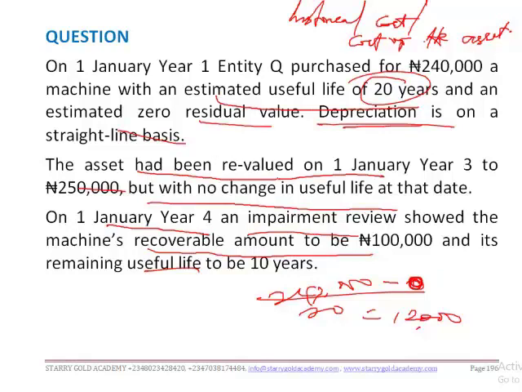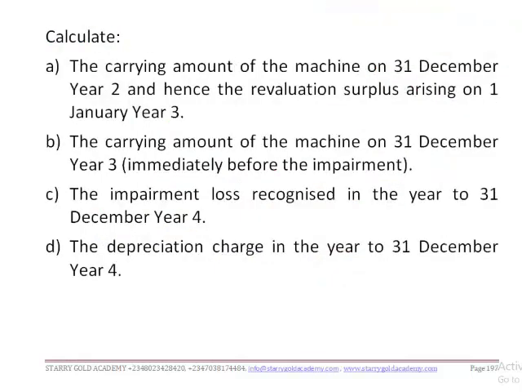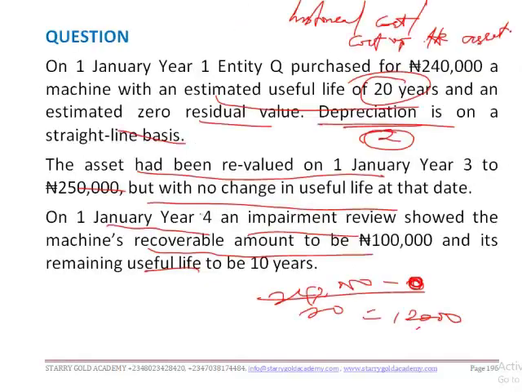Are we together? Now, the asset was revalued on 1st January year 3, that is after 2 years from acquisition of the asset, to 250,000, but with no change in the useful life as at that date. Even though we have not finished reading the question, it's good this way. While reading the question, you analyze. In fact, I will urge you in your exam to first check the requirement of the question, so that it gives you a clear picture of where you are going. It gives you the direction of the examiner, what the examiner is asking you. Then you come back to the body of the question and read through with a clear understanding. You get the mind of the examiner, and with that, you'll be able to put valuable things down.